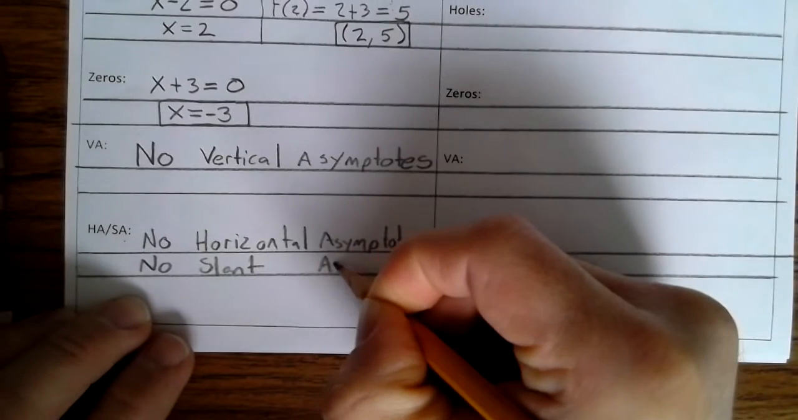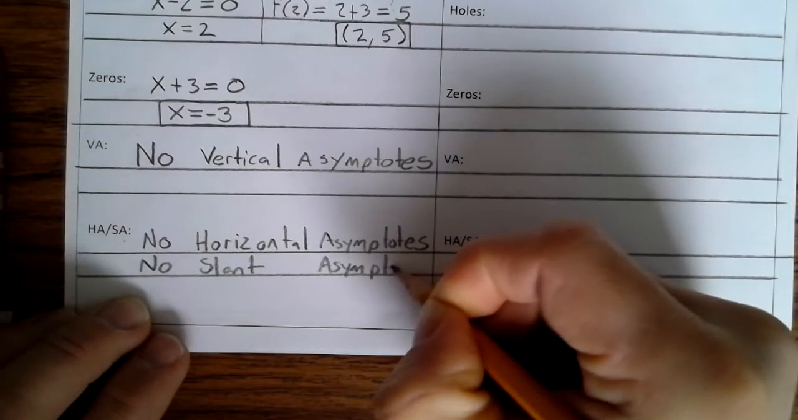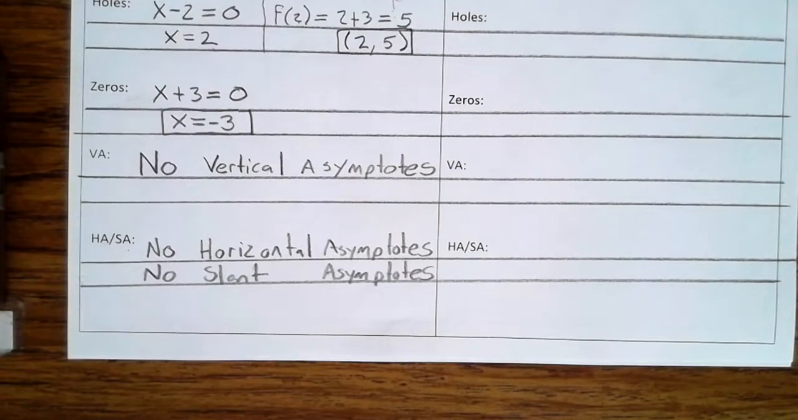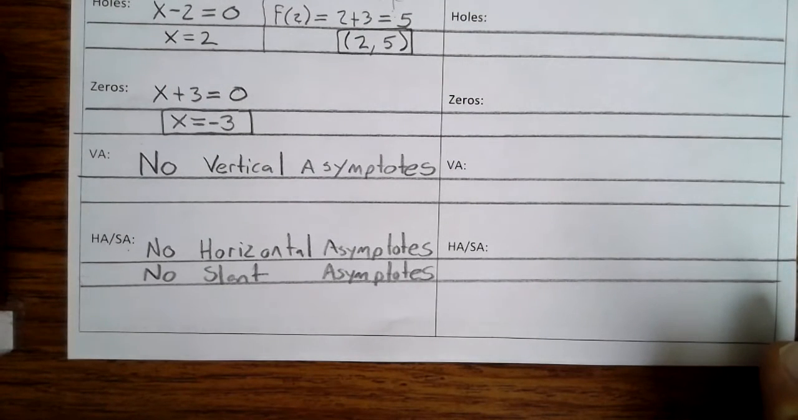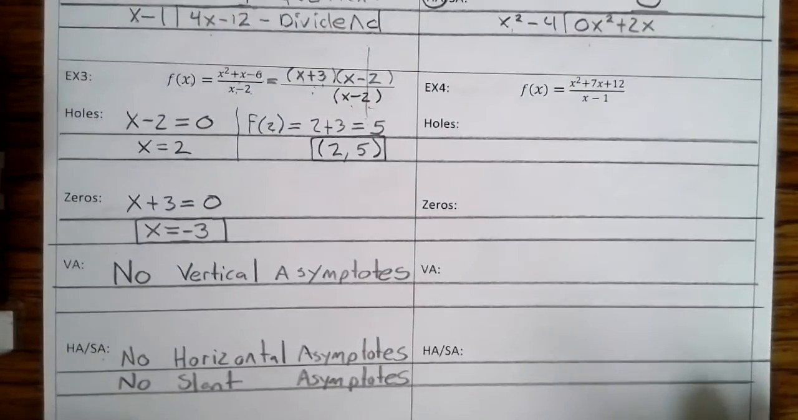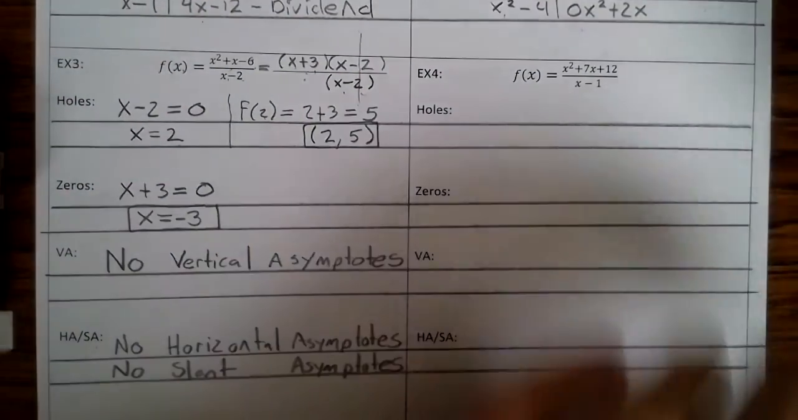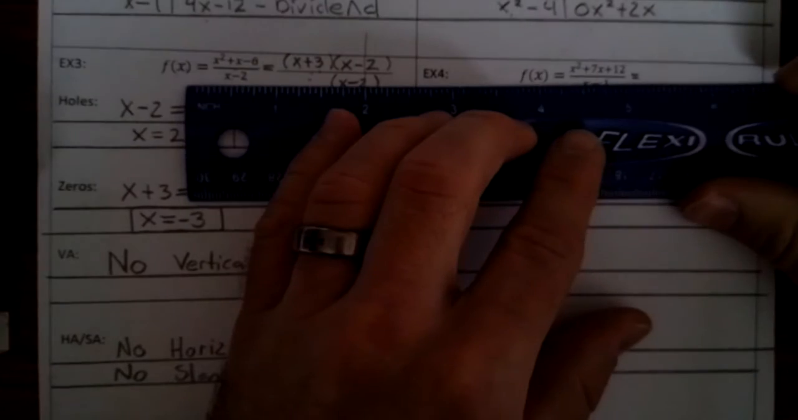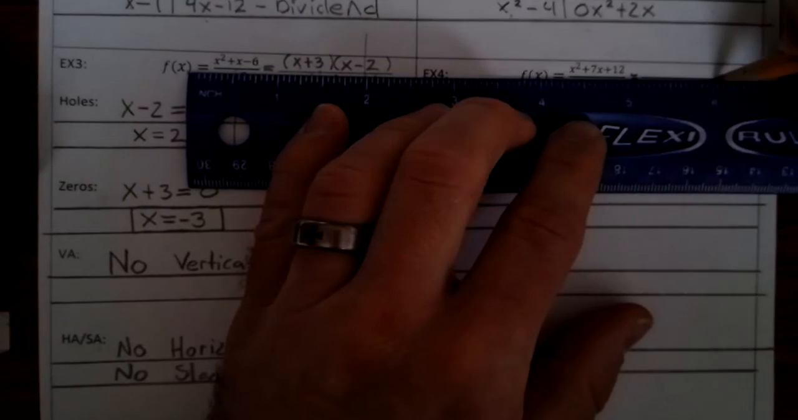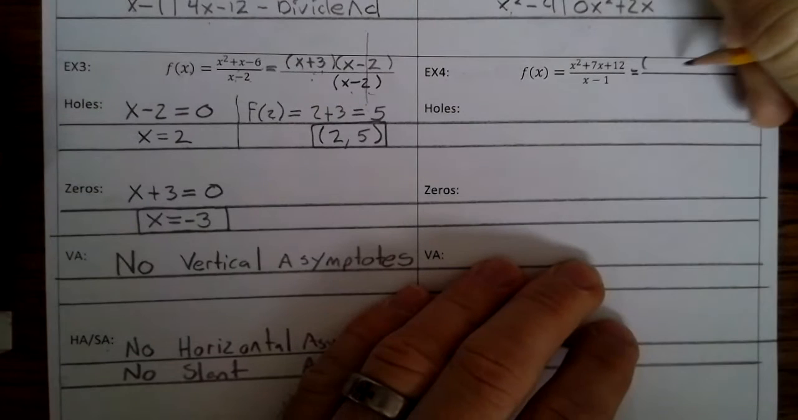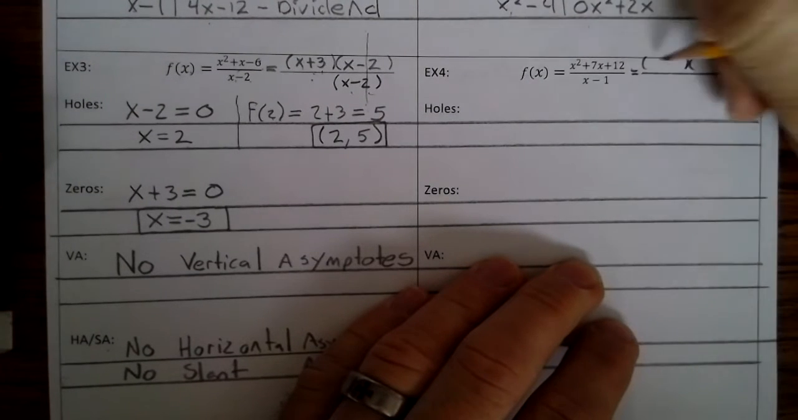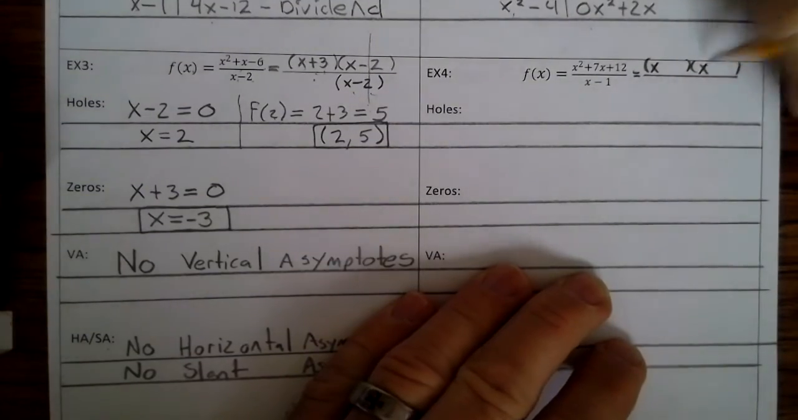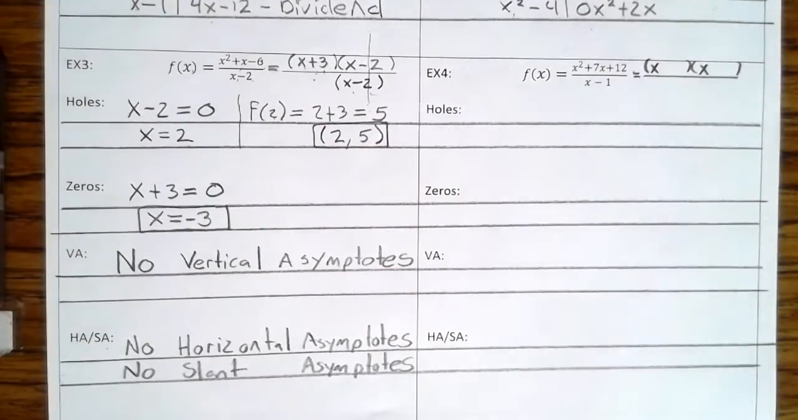Okay. All right, so now let's take a look at example 4. All right, so the first thing you want to do is factor the numerator and denominator. So 2 parentheses, x and x. Now, what we need to do is find out what combinations make 12 and combine to be 5.